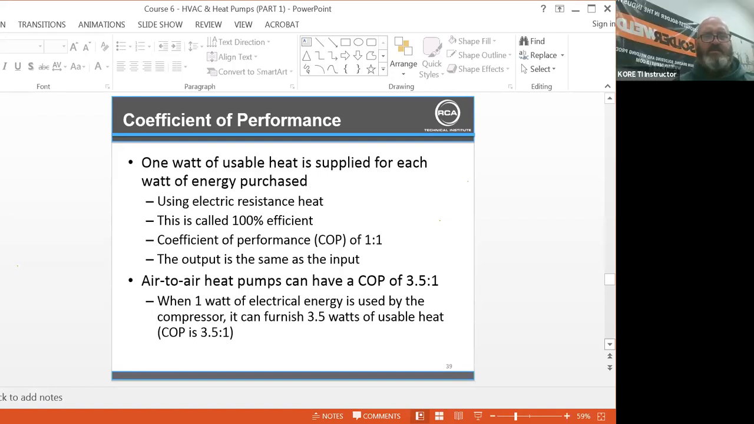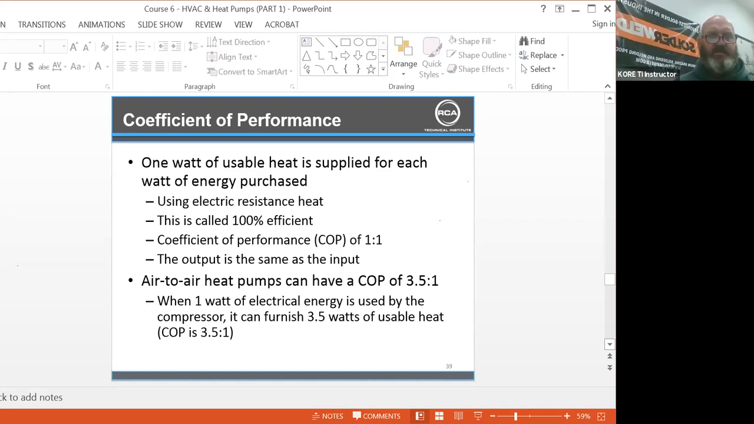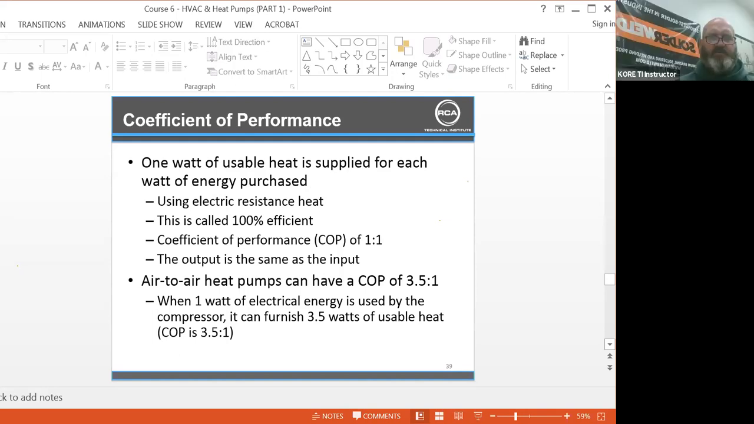Coefficient of performance. 1 watt of usable heat is supplied for each watt of energy used. Usually it's using electric resistance heat. This is called 100% efficient. The coefficient of performance is 1:1. The output is the same as the input.